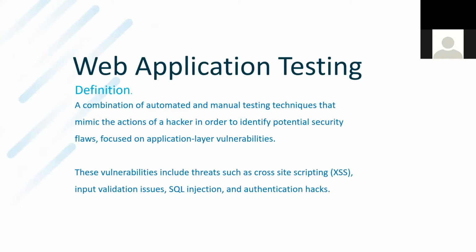Application layer vulnerabilities are vulnerabilities that happen when the user is using your website, whether it's a client using online banking, or an employee using your intranet to look up the directory or to check their payroll. They can be internal or external, anywhere where a user is going to be interacting with an application. These vulnerabilities include threats such as cross-site scripting, input validation issues, SQL injection, and authentication hacks. A little bit later, I will go into what those vulnerabilities are and why they are important.